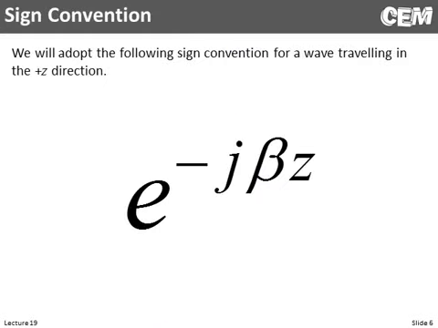In this formulation, we're going to adopt the e to the minus j beta z sign convention. We could just as easily have chosen the positive e to the positive j beta z, but the vast majority of the literature adopts this, so we're going to stick with that here.